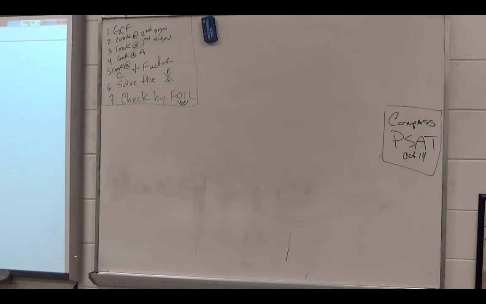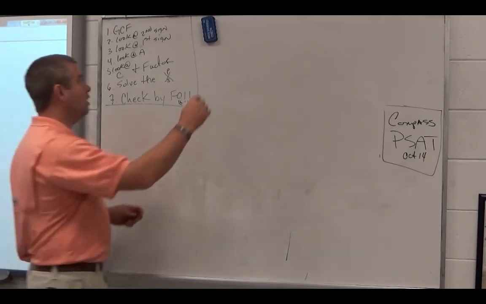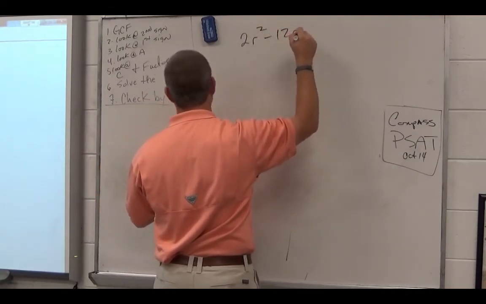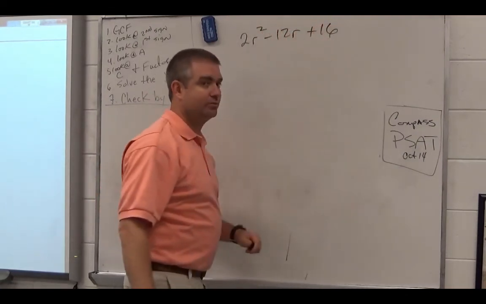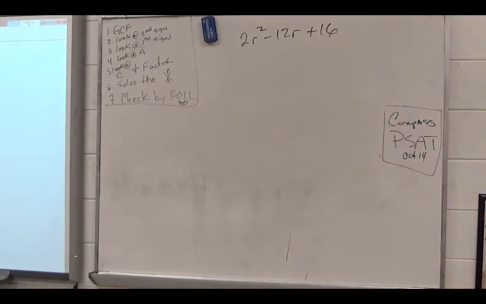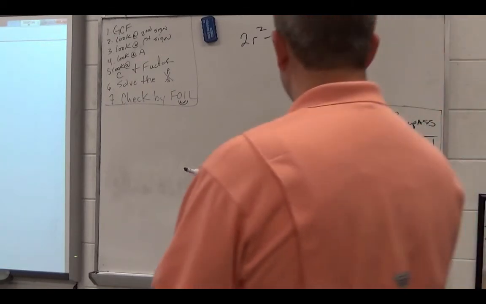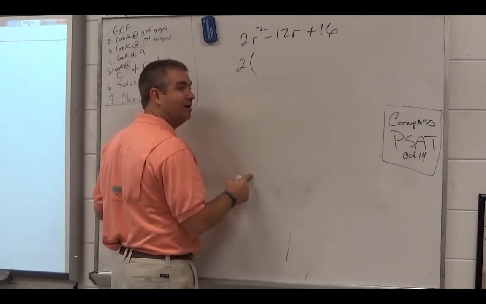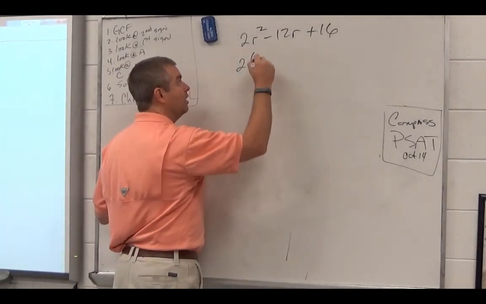Let's try that one. 2r squared minus 12r plus 16. Do this one and then I'll let you practice on the whiteboards. First step, GCF. What is the GCF? Positive 2, right? 2, 12, 16, they all have a 2 in them. So I pulled 2 out. What's left? r squared.